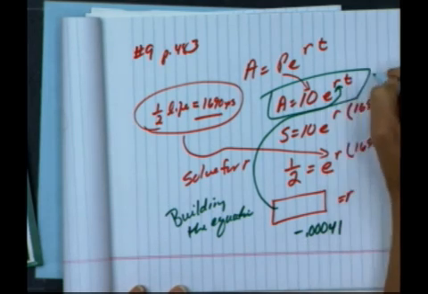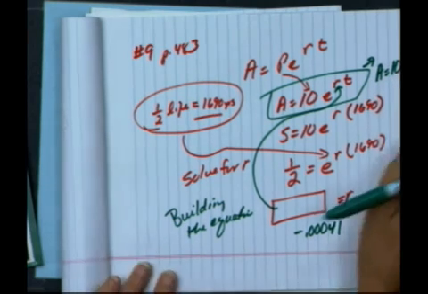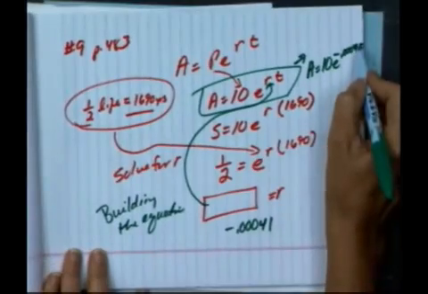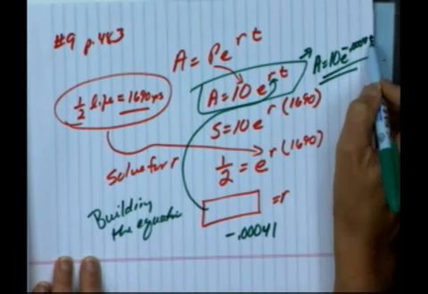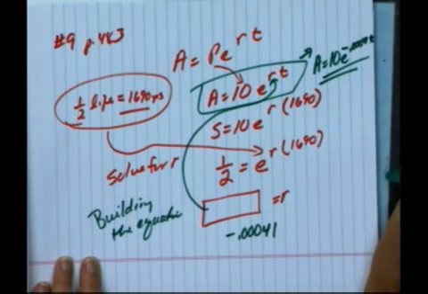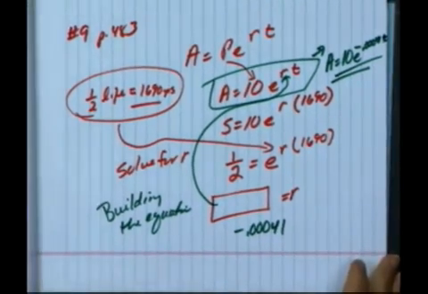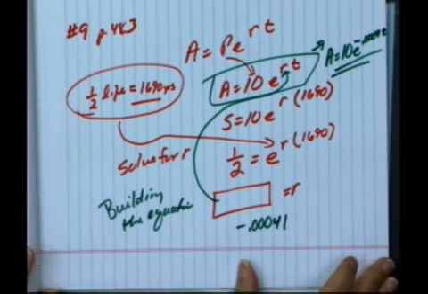All right, so then you came back up here and you had A equals 10 e to the -0.00041 T. I ran off the page. Okay, and so then once you've got your function built, then you just put a 10 in for T and go for it, and you got the rest of the problem. Is that good? All right, wind me back to whatever that videotape was where I went over it.